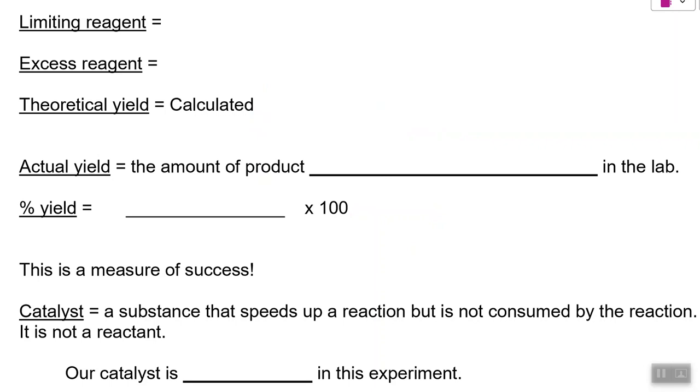This is our stoichiometry experiment, making aspirin. We're going to be reacting acetic anhydride and salicylic acid to make our aspirin. They react in a 1-to-1 mole ratio, but we're not going to put together the exact 1 mole to 1 mole. We're going to have a limiting and an excess reagent.